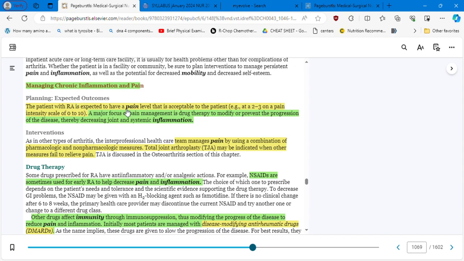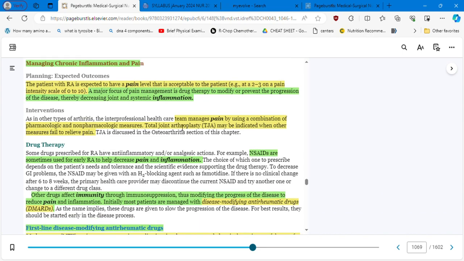And managing chronic inflammation and pain, the patient with RA is expected to have a pain level 2 to 3, right? On a scale of 0 to 10, a major focus of pain management is drug therapy to modify or prevent the progression of the disease, thereby decreasing joint and systemic inflammation. Because remember, we need to control the progression in order for the patient to have less pain, okay? So we have to move fast, either with medication, right, to prevent the progression of the disease.